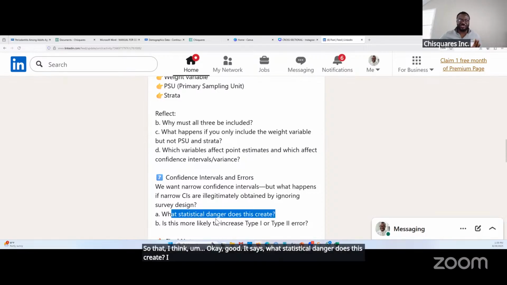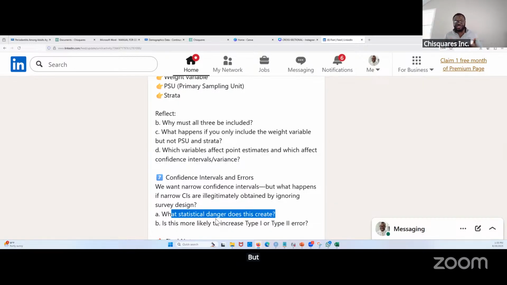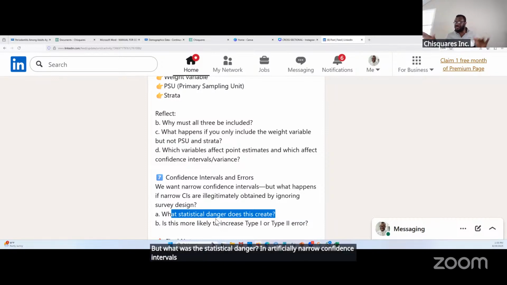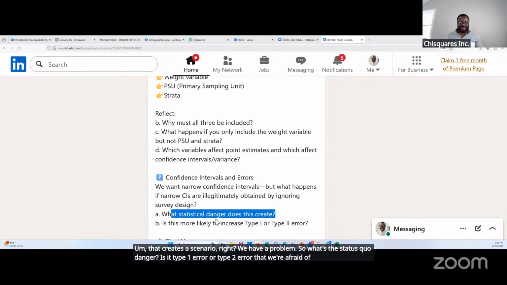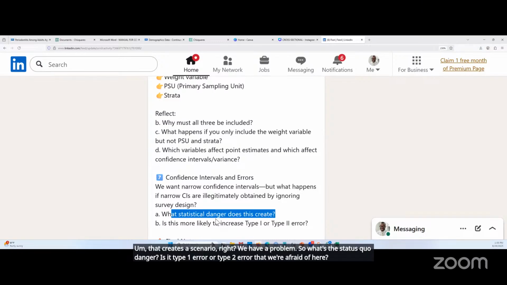I think we've mentioned it, but what's the statistical danger in artificially narrow confidence intervals? I mean, we want narrow confidence intervals, but when they are illegitimately obtained, that creates a scenario, right? We have a problem. So what's the statistical danger? Is it type 1 error or type 2 error that we're afraid of here? Type 1. Type 1, good.